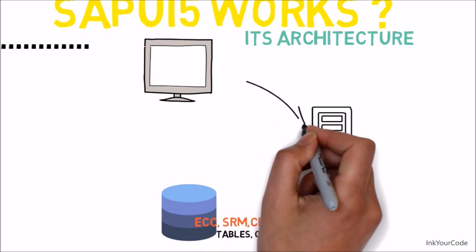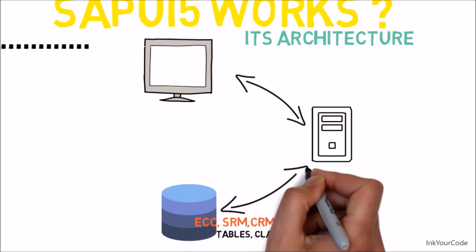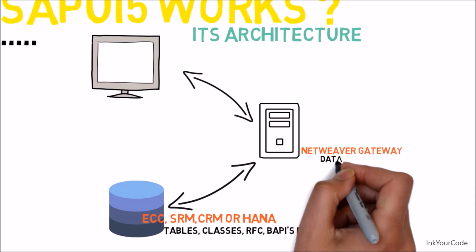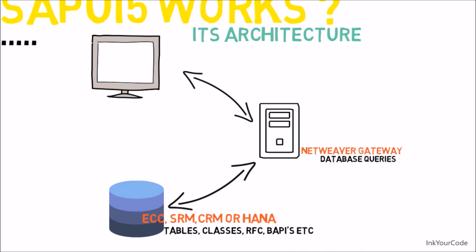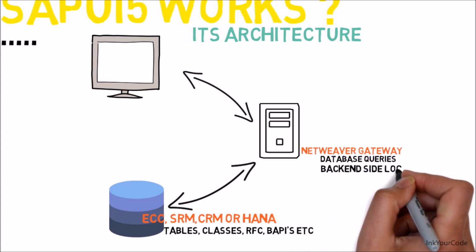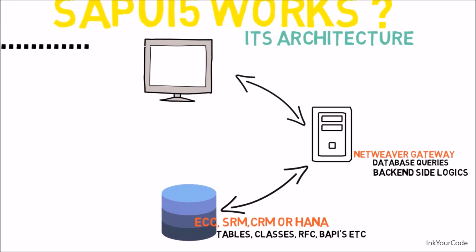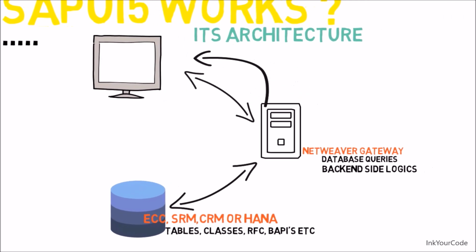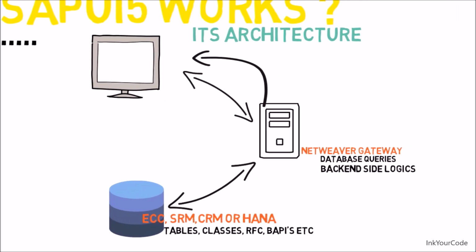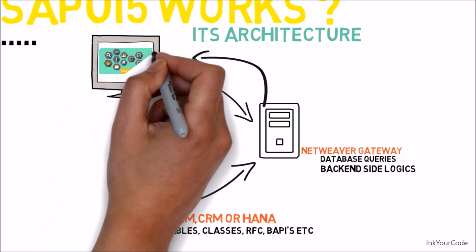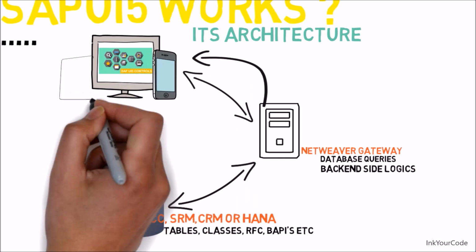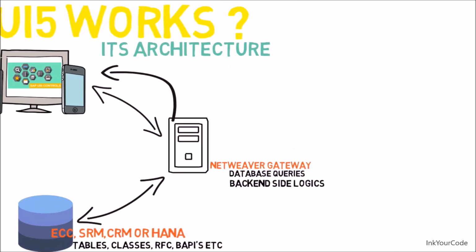As an interface between front-end and back-end, we have a NetWeaver Gateway server. Here exactly, we will write all the database queries and other back-end side logic. All the data will be coming to the front-end from NetWeaver Gateway. As a front-end, we have the SAP UI5 application. It will have all the UI elements which will be displayed in browsers and in any other devices.